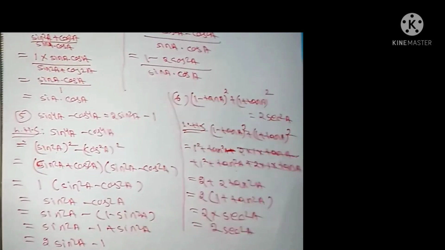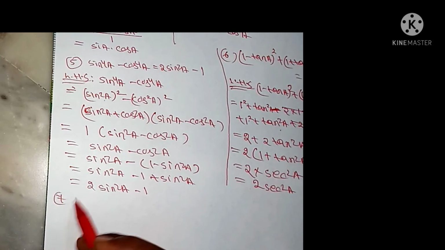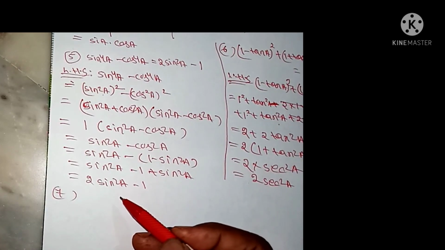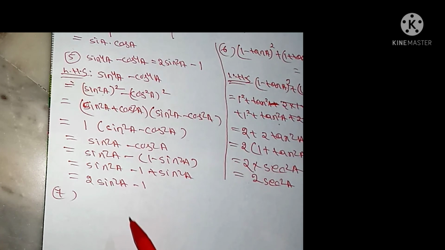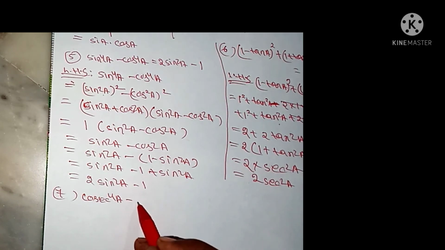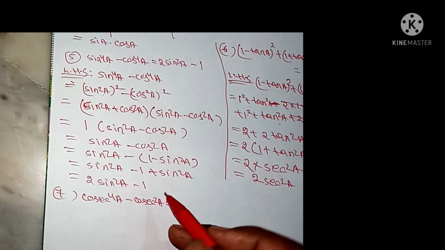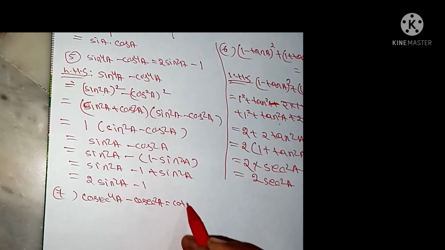It is number 7. Cosec 4th a minus cosec square a, which is equal to cot 4th a plus cot square a.